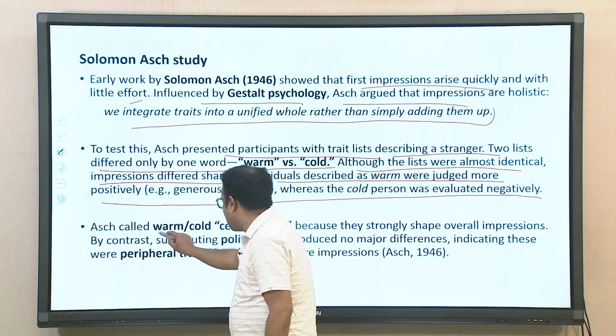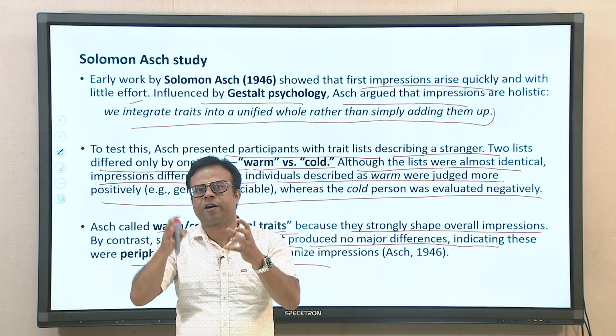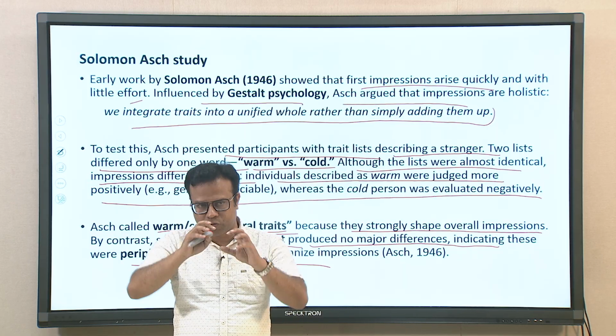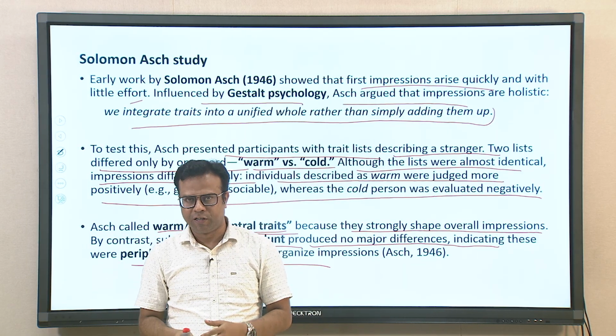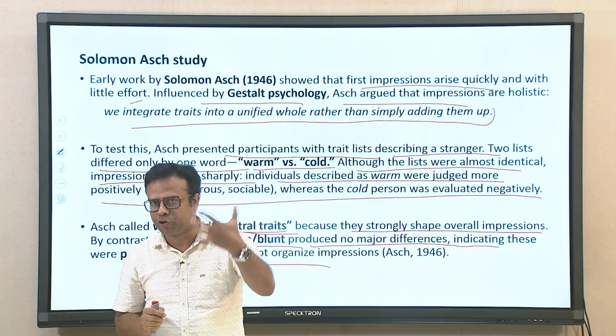He called warm and cold central traits, very important traits that can strongly shape our judgment. That is the idea of central traits, because they strongly shape overall impressions. By contrast, substituting, say, polite with blunt produced no major differences, indicating these were peripheral traits. Some traits are central traits, major characterizations of a person. Warm and cold are such characteristics. They completely influence our perception of the person. Even though everything else may be the same, this one trait can make a huge difference in your impression formation and judgment about the person.